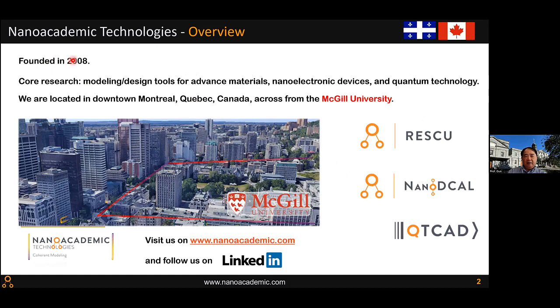A little bit about our organization. We are a firm which we founded in 2008. Our main research in the firm is developing and innovating modeling tools, simulation tools, and design tools for advanced materials, for semiconductor devices, for IC. And more recently, we have very exciting tools for designing qubits. We are located in downtown Montreal, and here is the building we are in. And here is McGill University, where I also teach. I am a professor of physics there. I can see my office there.